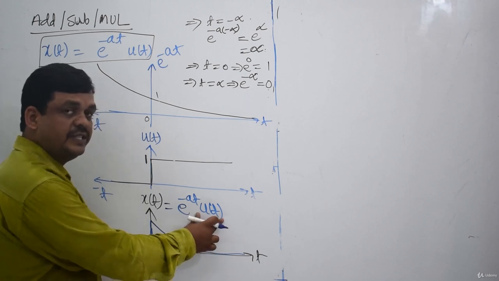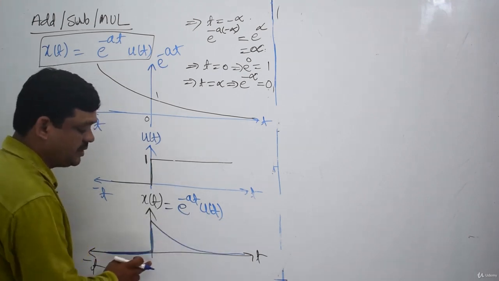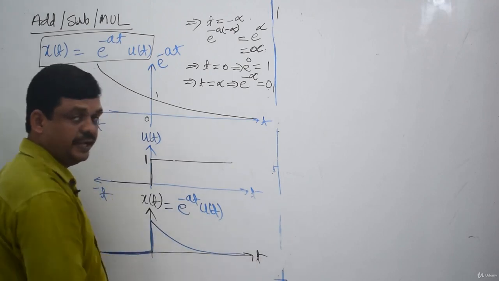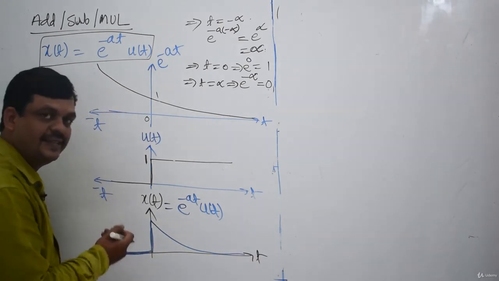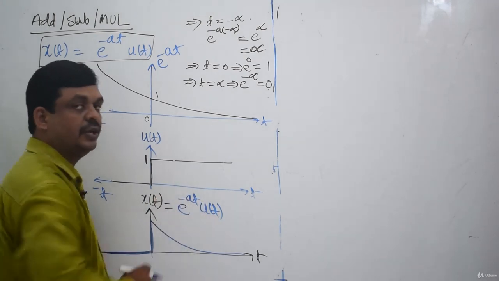This u of t explains the time limits of the given function. The time limits of this function are from 0 to infinity. On the negative time axis, this is not defined because this complete function is multiplied with u of t.